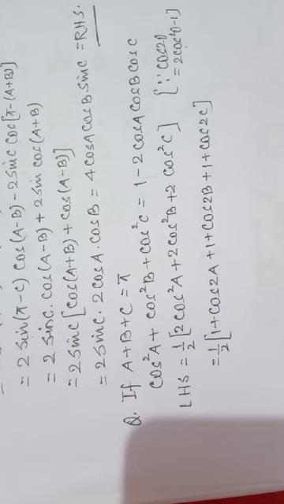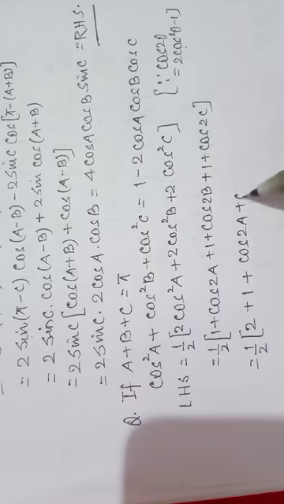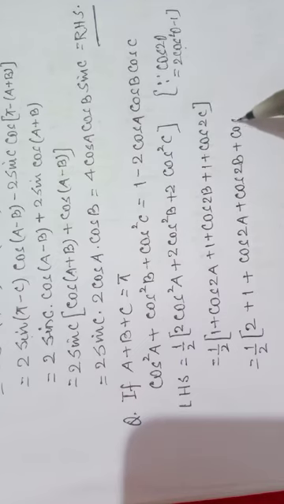3 ones together become 3, means 2 plus 1, that is 3, plus cos 2A plus cos 2B plus cos 2C.